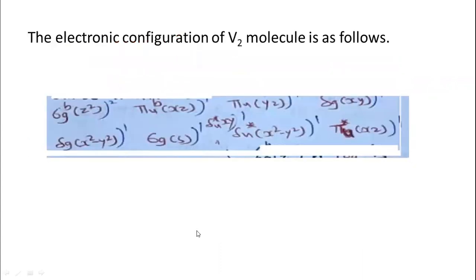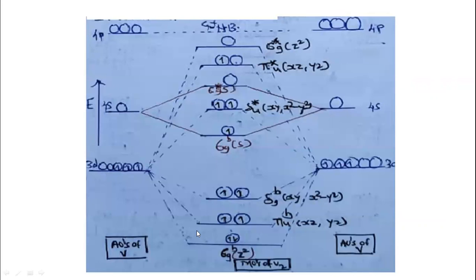So let us draw the MO diagram here for this molecule. First of all, the dz square orbital overlaps with the dz square orbital of this vanadium. 3 electrons are there in the 3D orbital. So dz square overlaps with dz square, forming the sigma g bonding dz square molecular orbital, where 2 electrons are there, 1 plus 1.